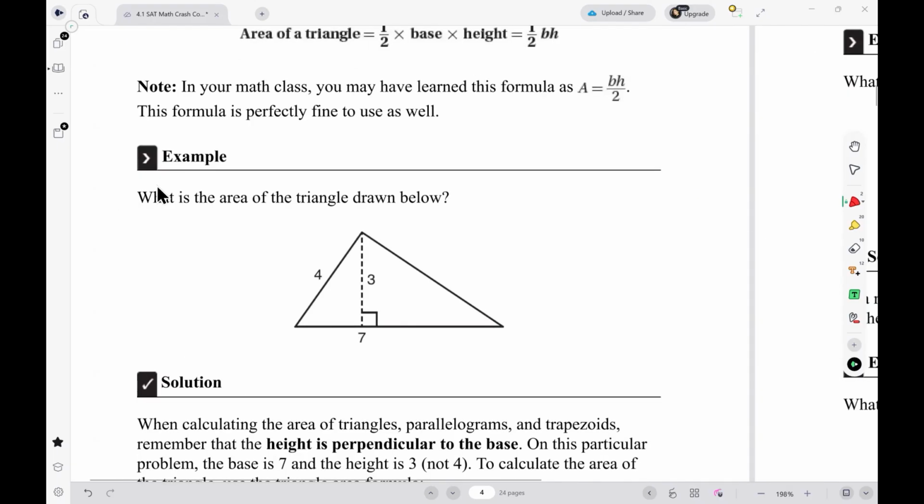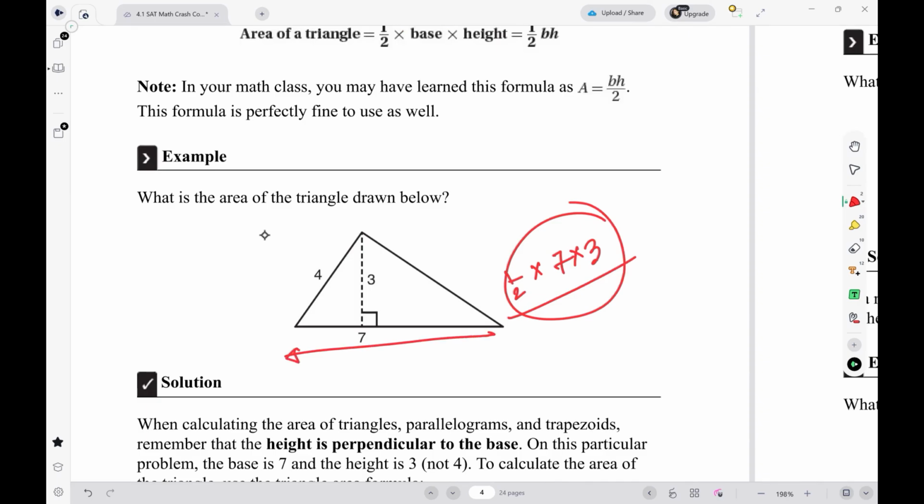What is the area of the triangle drawn below? I think that's very simple for you. The area of a triangle is half into base into height. So you just need to do half into base, that is 7, into height, which is 3. This is the base, and the height is 3.